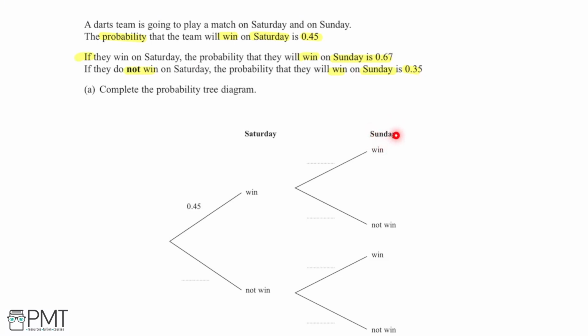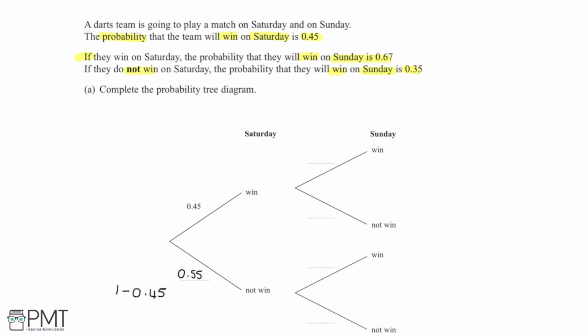We then have the same for Sunday, however, this branch of the tree diagram is dependent on them winning on Saturday, and then this one here is dependent on them not winning on Saturday. So if we have a look, firstly, we need to fill in all of the gaps, and we can start here with the probability that they won't win on Saturday. Because we know that the probabilities here must sum to 1, we can simply do 1 minus 0.45, and that gets an answer of 0.55. So these probabilities of winning and not winning on Saturday now sum to 1.